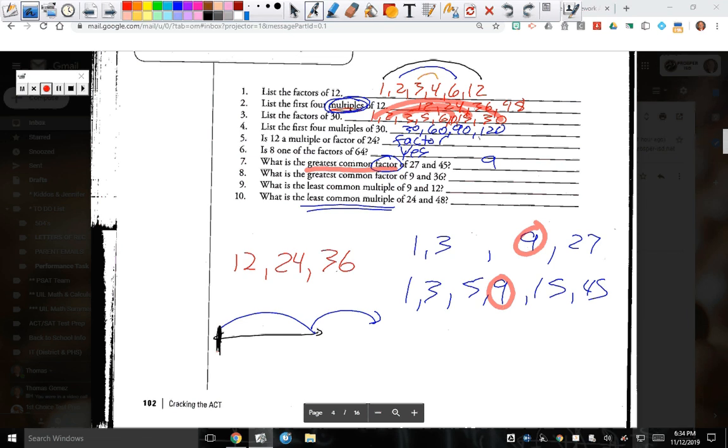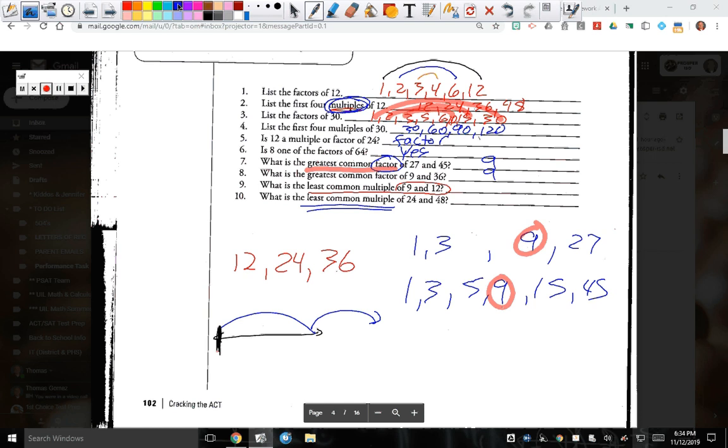Okay? What's the greatest common factor of 9 and 36? 9. Alright, here we go. Those were easy. This is the one that people struggle with right here. What's the least common multiple between, and these are frequently asked because people mess them up, what's the least common multiple, don't be afraid, of 9 and 12?